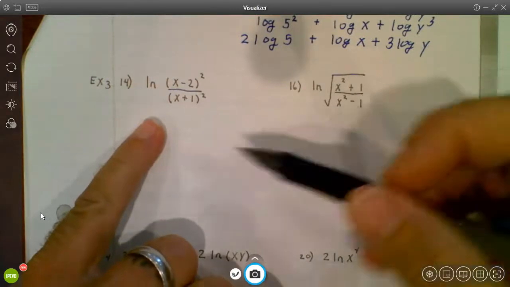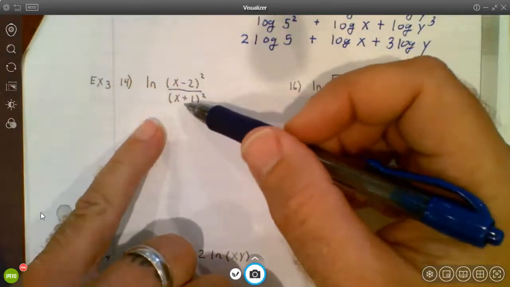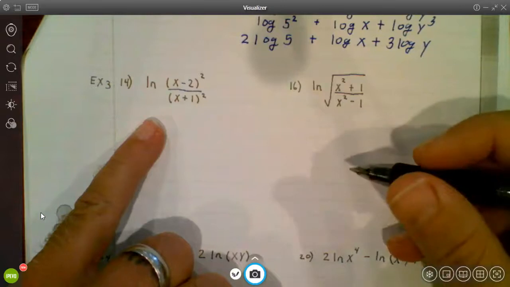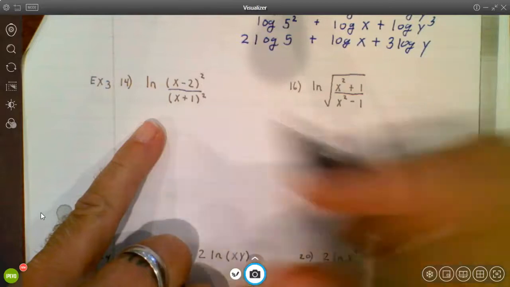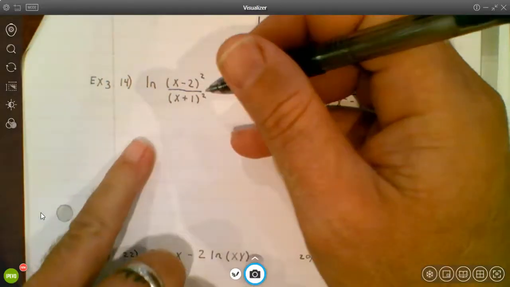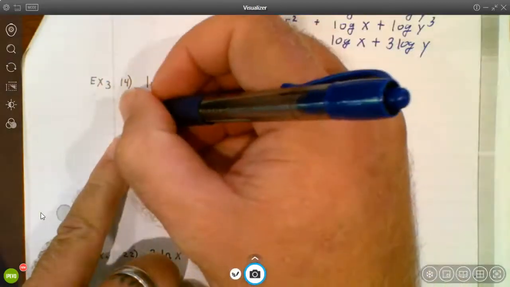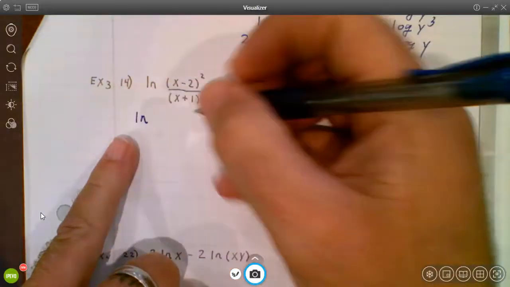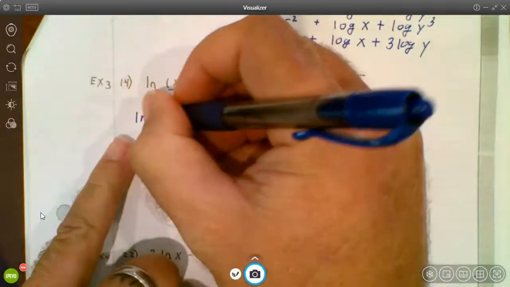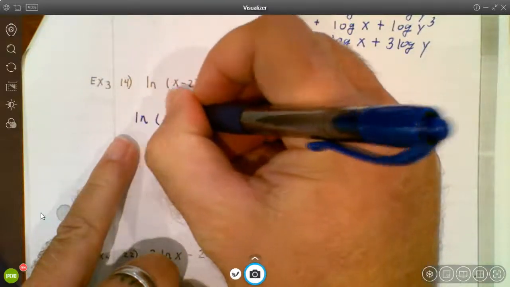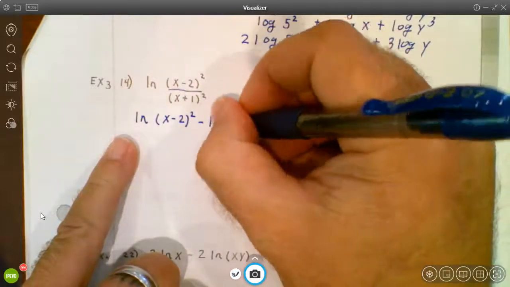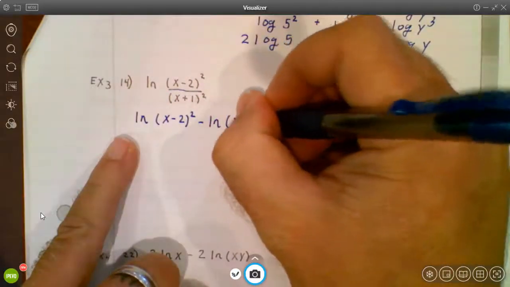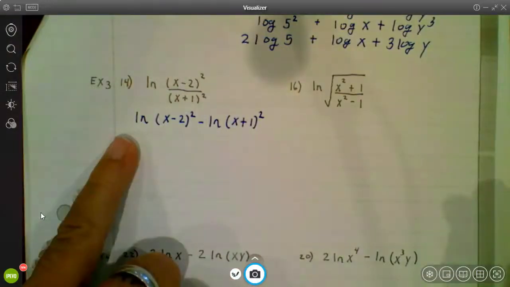So a couple things we can do on this. First of all, because it's division, we can apply the quotient rule and subtract. We know I'm going to be moving the exponent to the front, so if you see that in advance, you could just do all this in one step. But just to be safe, I'll do it in 2, just so you can see everything that's going on. So I got the natural log of x minus 2 squared minus the natural log of x plus 1 squared. So I just applied the quotient rule to separate those guys into 2 logs with a subtraction sign.